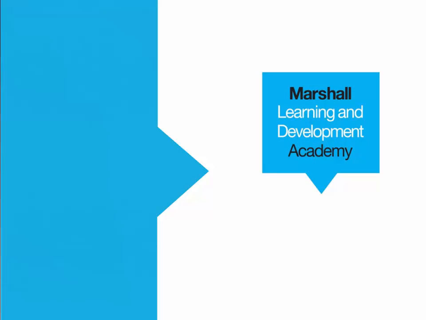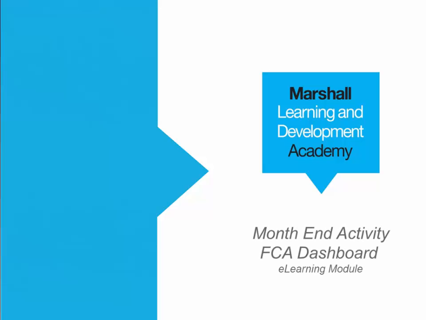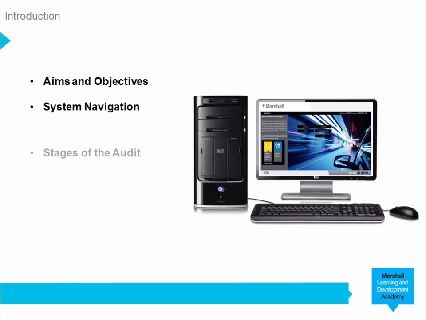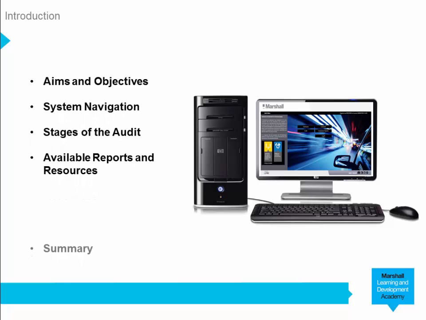Welcome to this Marshall e-learning module where we're going to review the month-end return activity audit in relation to the FCA dashboard system. During this module, we're going to start by looking at the aims and objectives. We're going to look at how you navigate the system and show you the various stages of the month-end audit. We're also going to look at the available reports and resources that you might find useful, before we end with a brief summary.